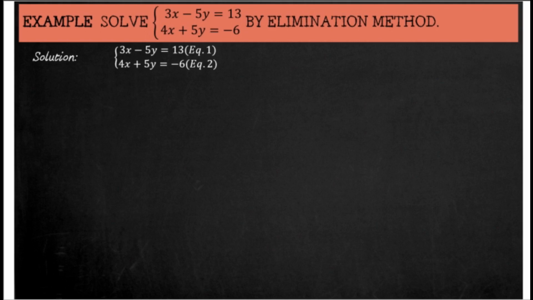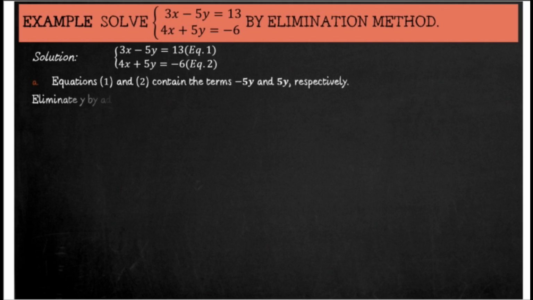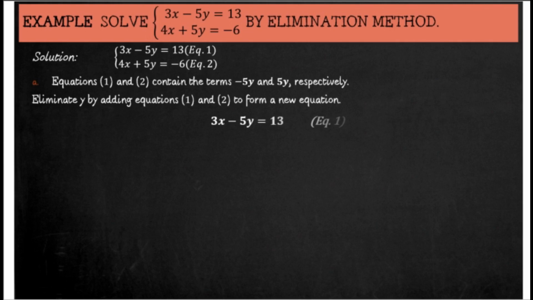3x minus 5y equals 13 is our equation 1, and 4x plus 5y equals negative 6 is our equation 2. In this example, equations 1 and 2 contain the terms negative 5y and 5y respectively. Eliminate y by adding equations 1 and 2 to form a new equation. So we have to add 3x minus 5y equals 13 and 4x plus 5y equals negative 6.